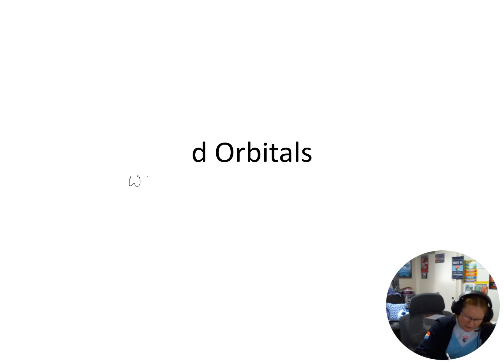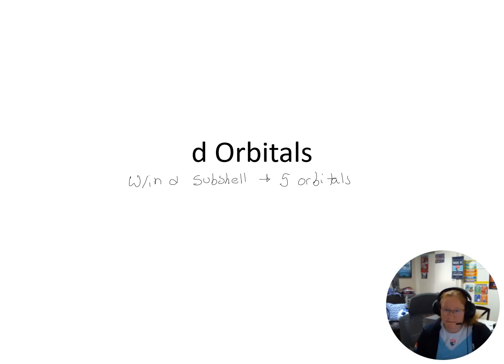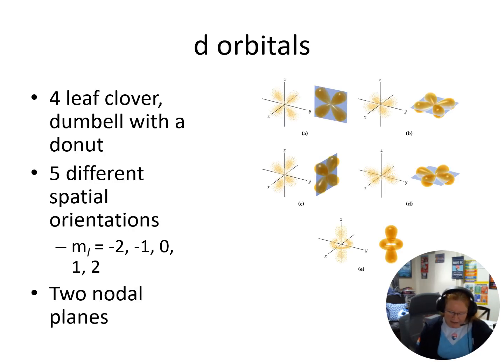Okay, so within the d subshell, we have 5 orbitals. And this comes from the fact that a d orbital has an L value of 2. So I have 5 possible M sub L values because I have -2, -1, 0, +1, +2. I get 2 nodal planes here because we've got our 4-leaf clovers in 4 different spatial orientations. Then we have that weird dumbbell with a donut.